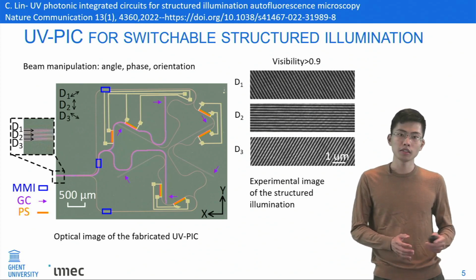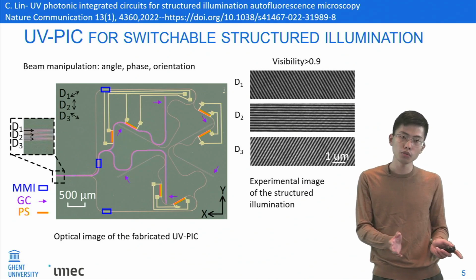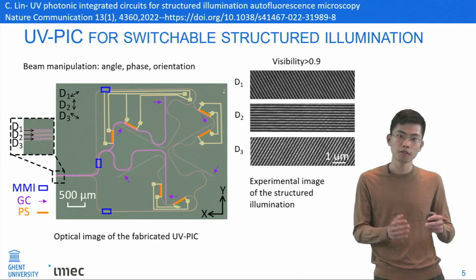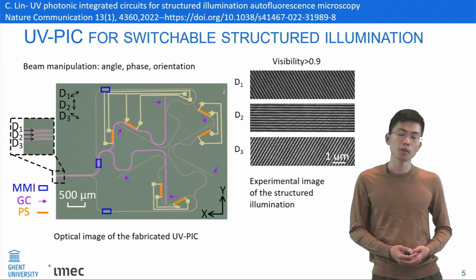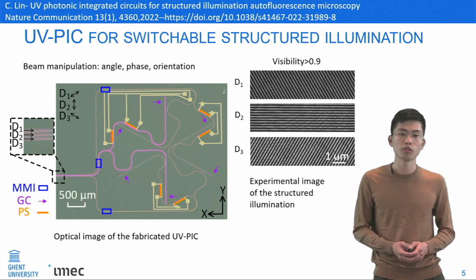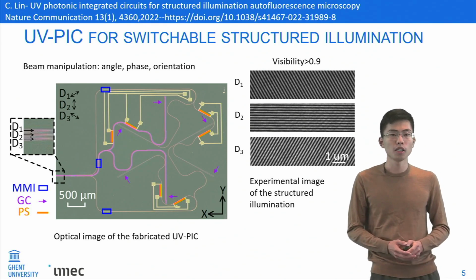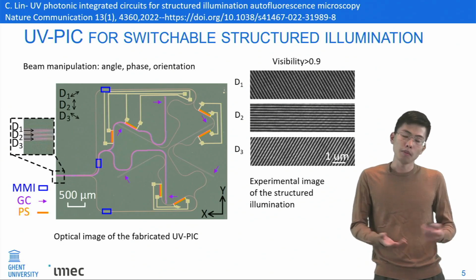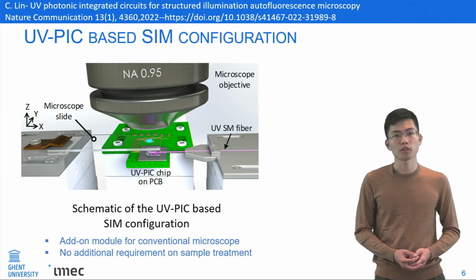Each part contains an MMI beam splitter to split the beam into 2. The grating coupler will couple the light from the on-chip guided mode to the far field and generate the structured illumination. The phase of the structured illumination will be controlled by the on-chip thermal phase shifter. In the experiment, we succeeded in measuring a high visibility of 0.9, and then we used this fabricated UV PIC for structured illumination microscopy.